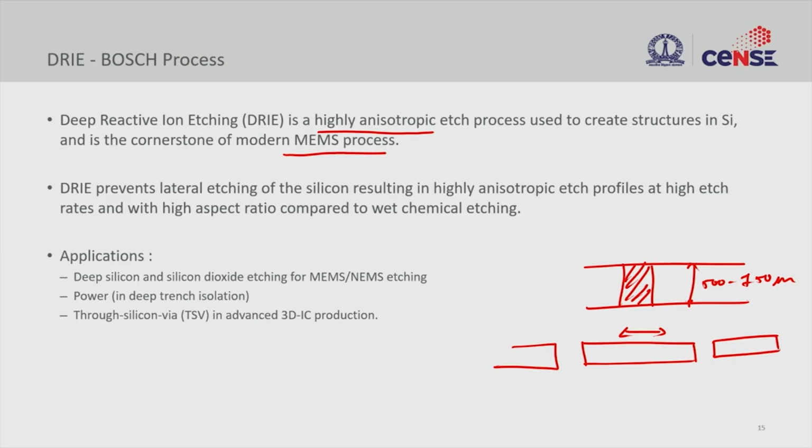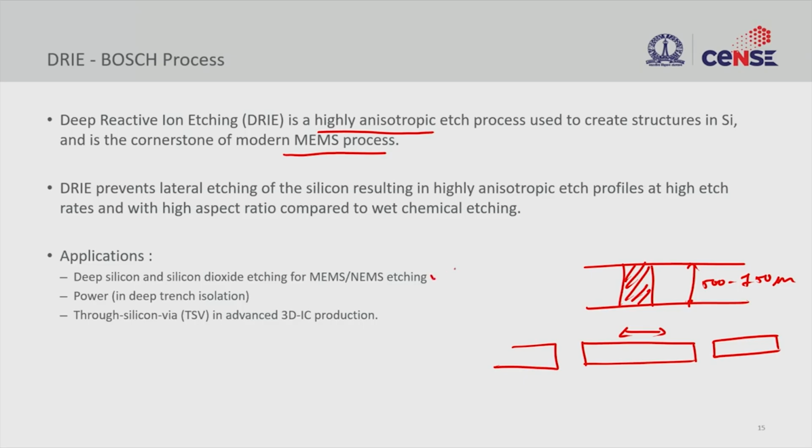And the main idea here is the DRIE process uses a combination of isotropic and anisotropic processes, right? And if you are going to use a highly isotropic process, then you worry about lateral etching, right? So isotropic process means lateral etch. So how do we prevent this lateral etch is the specialty of DRIE.